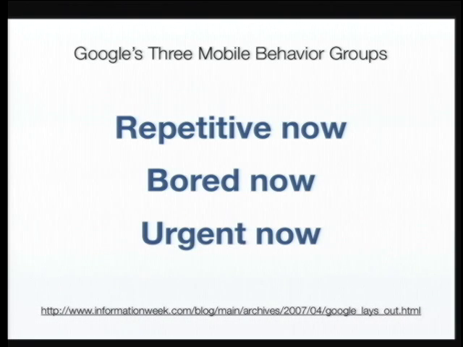Repetitive now, you're looking up stocks all the time, sports scores. Bored now, you're in the doctor's lobby, and urgent now, you're trying to find the restaurant. The reason that I like this is because when we talk about mobile context, we tend to think of the person walking down the street very quickly trying to find something, and that's not the only use case. That's not even necessarily the most common use case.